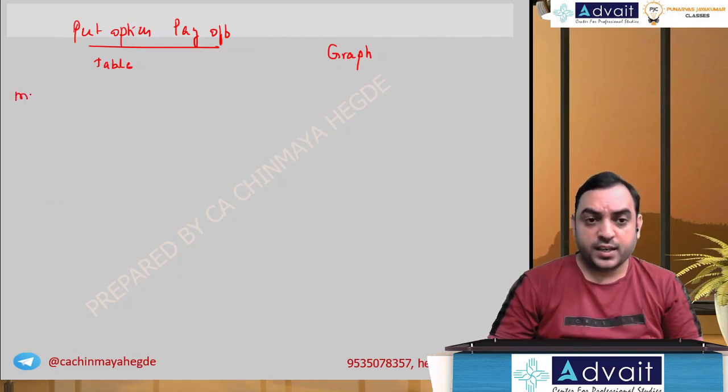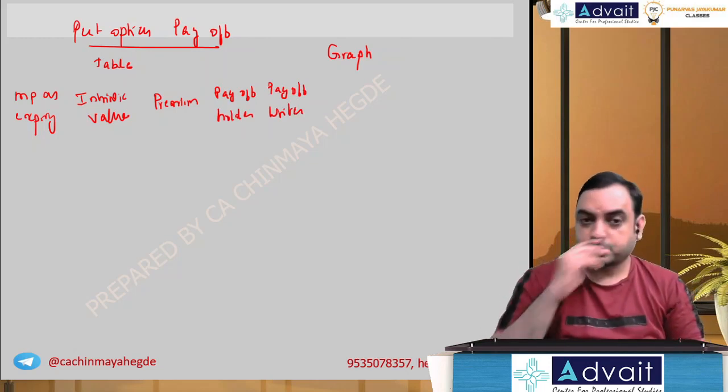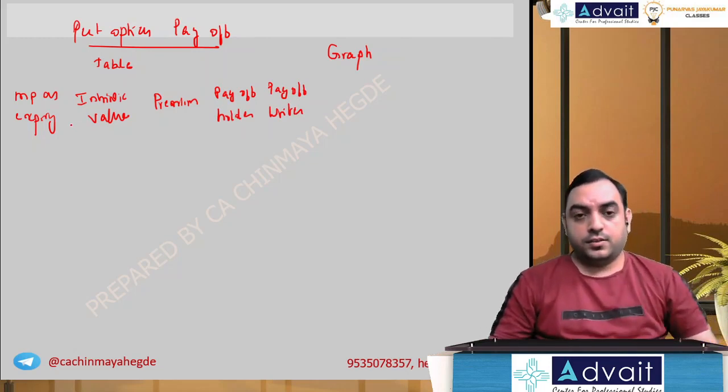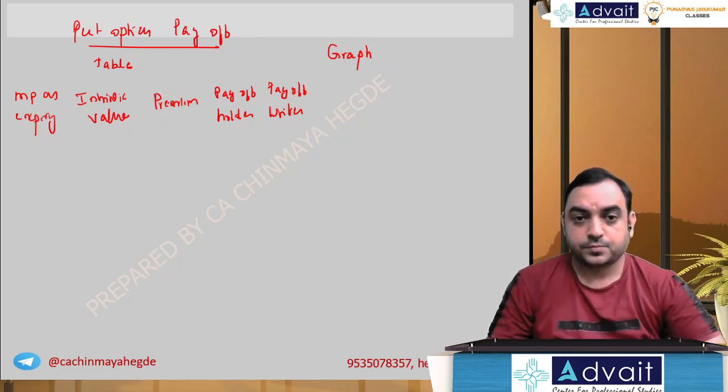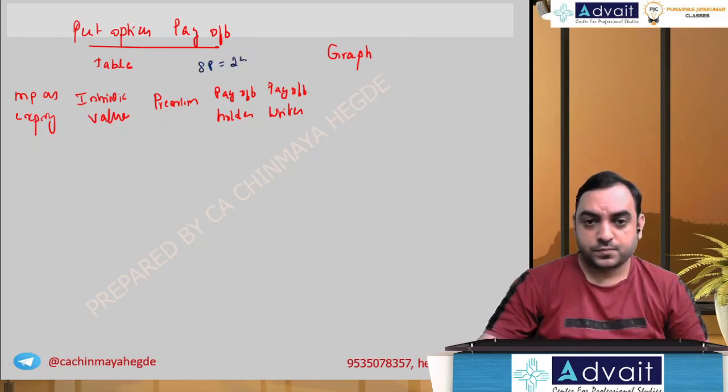Same columns: market price on expiry, intrinsic value, then premium, payoff for holder, payoff for writer. I'll take the same thing, strike price 2500, and premium I'll make it 30 rupees.